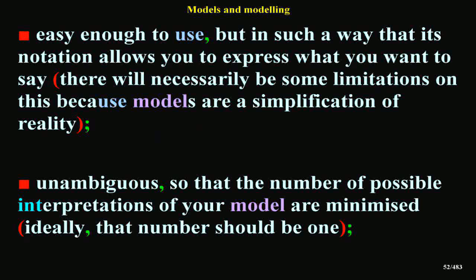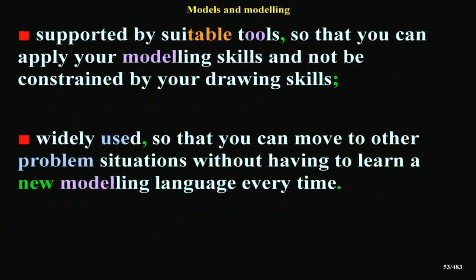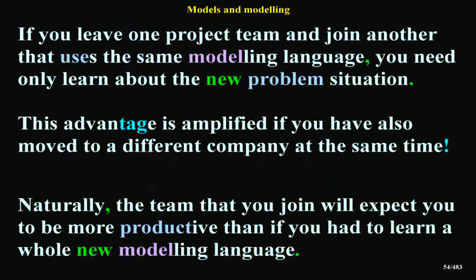Unambiguous, so that the number of possible interpretations of your model is minimized. Ideally, that number should be 1. Supported by suitable tools, so that you can apply your modeling skills and not be constrained by your drawing skills. Widely used, so that you can move to other problem situations without having to learn a new modeling language every time. If you leave one project team and join another that uses the same modeling language, you need only learn about the new problem situation. This advantage is amplified if you have also moved to a different company at the same time.